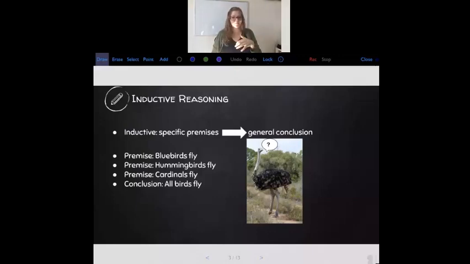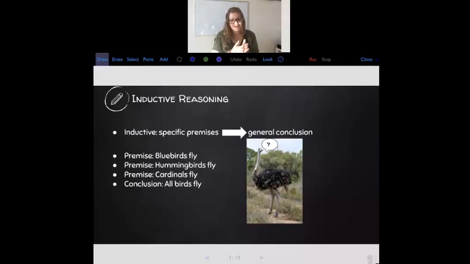So inductive reasoning goes from specific facts or assumptions to a broader general conclusion. So for instance, you observe or you know three facts: bluebirds fly, hummingbirds fly, cardinals fly. The more general conclusion: all birds fly. Okay, what do you do with this ostrich over here who doesn't fly? But this is taking specific examples and going to a general conclusion.